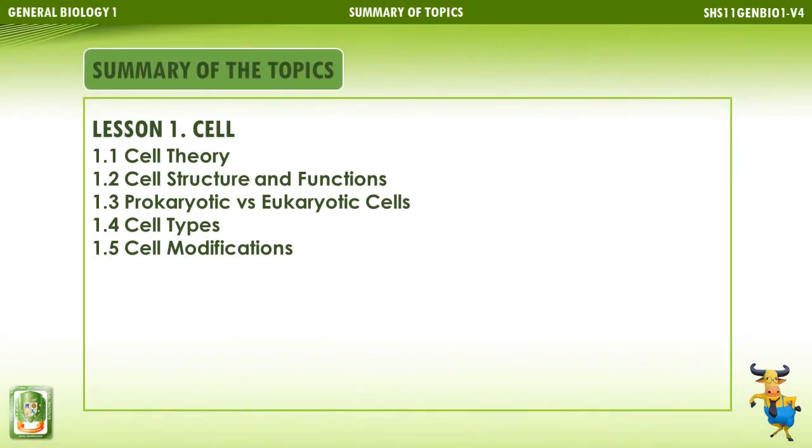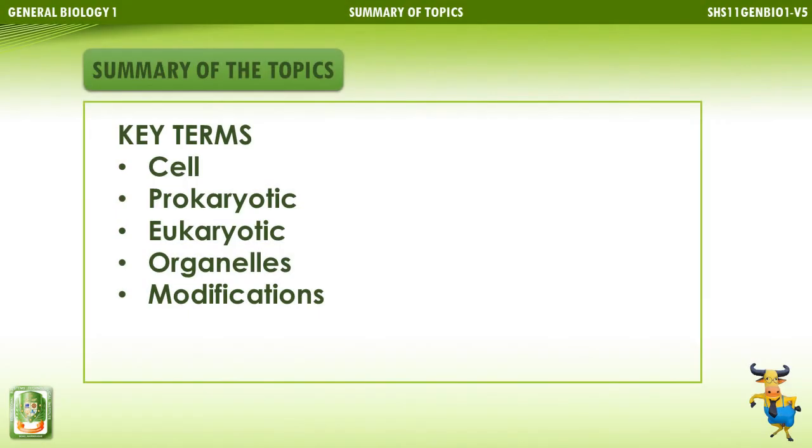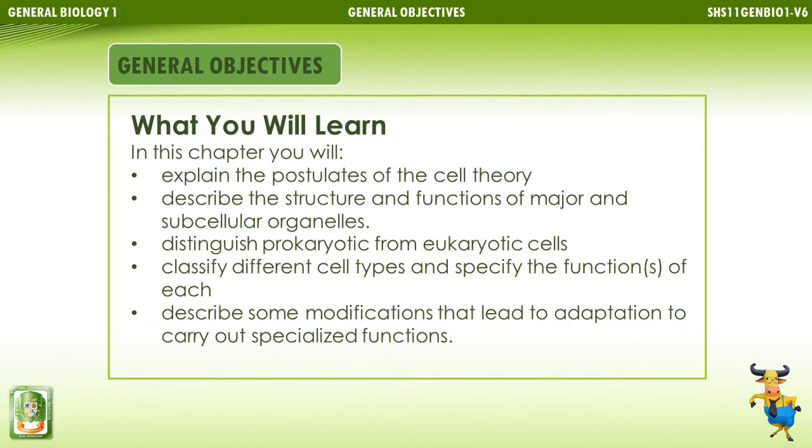Summary of the topics. Lesson 1. Cell. 1.1 Cell theory. 1.2 Cell structure and functions. 1.3 Prokaryotic versus eukaryotic cells. 1.4 Cell types. 1.5 Cell modifications. Key terms. Cell. Prokaryotic. Eukaryotic. Organelles. Modifications.